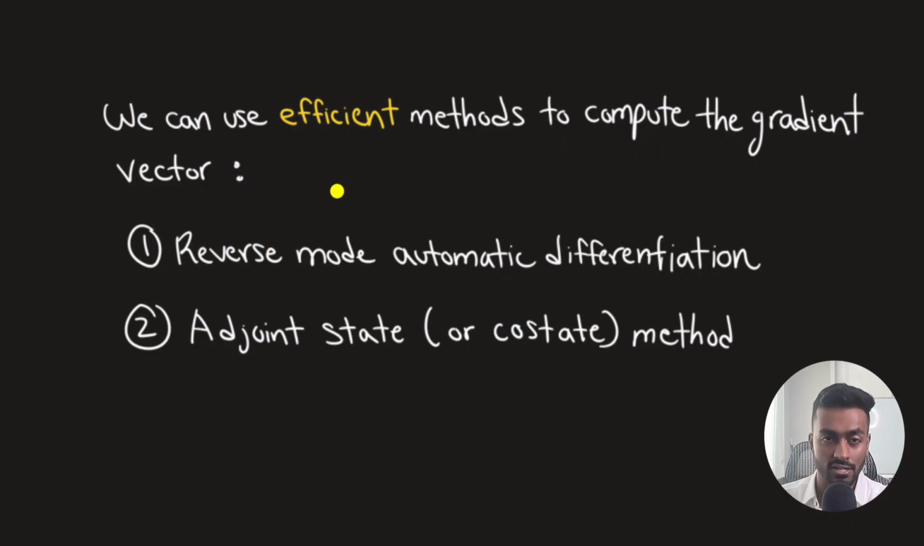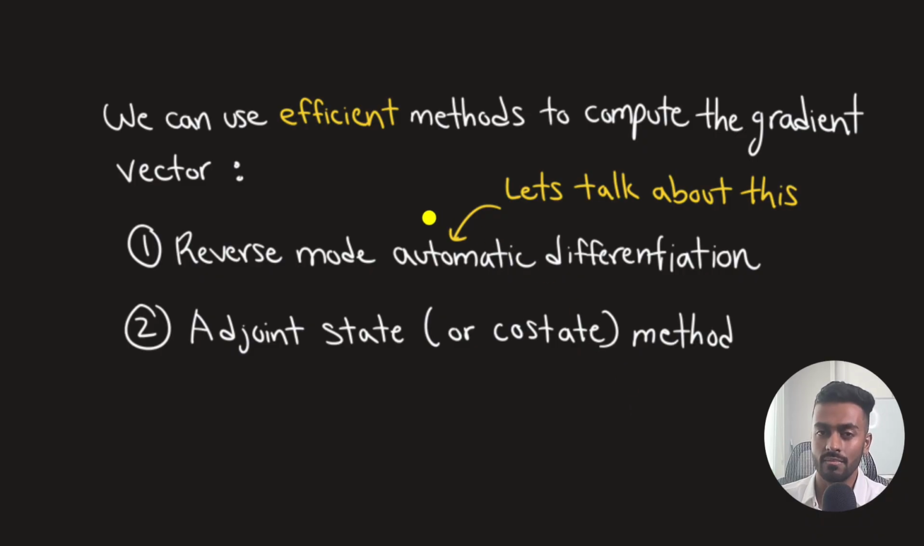So one such efficient method is known as reverse mode automatic differentiation, and another is the adjoint state or co-state method. So we're going to talk a little bit about automatic differentiation, and this second one has been used parallelly in the 1950s with respect to control theory, but a little bit more on that later.